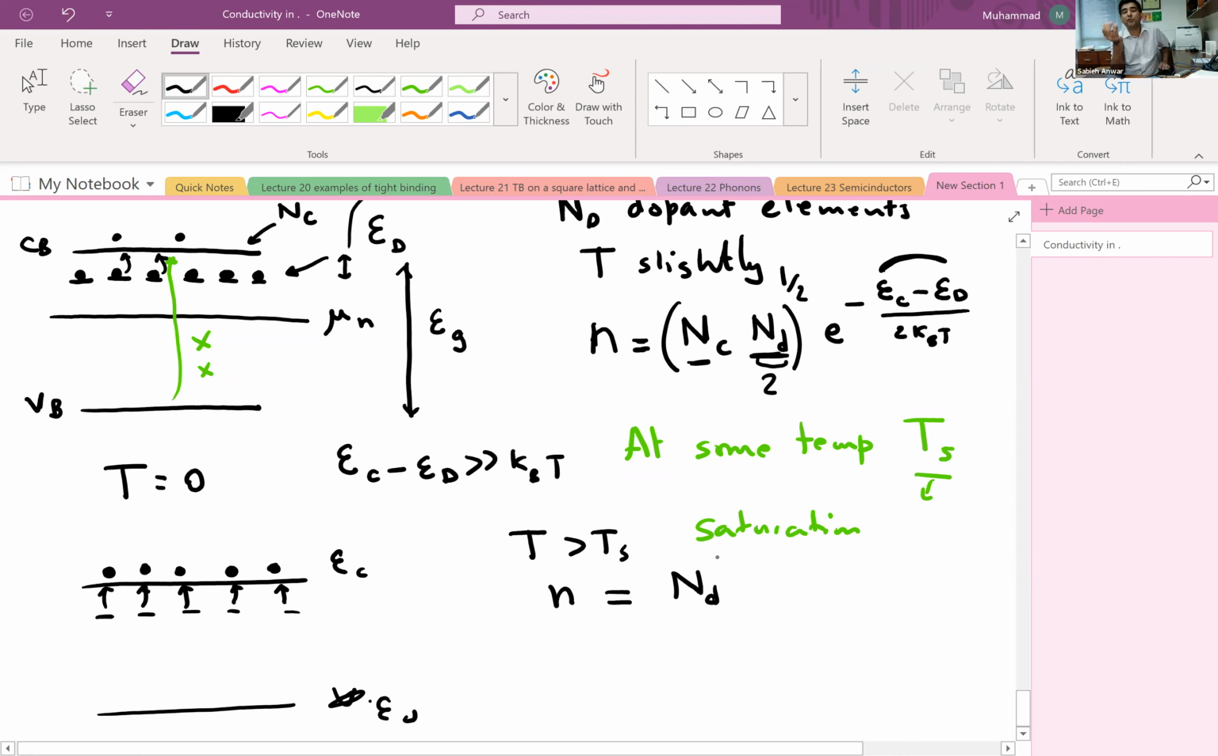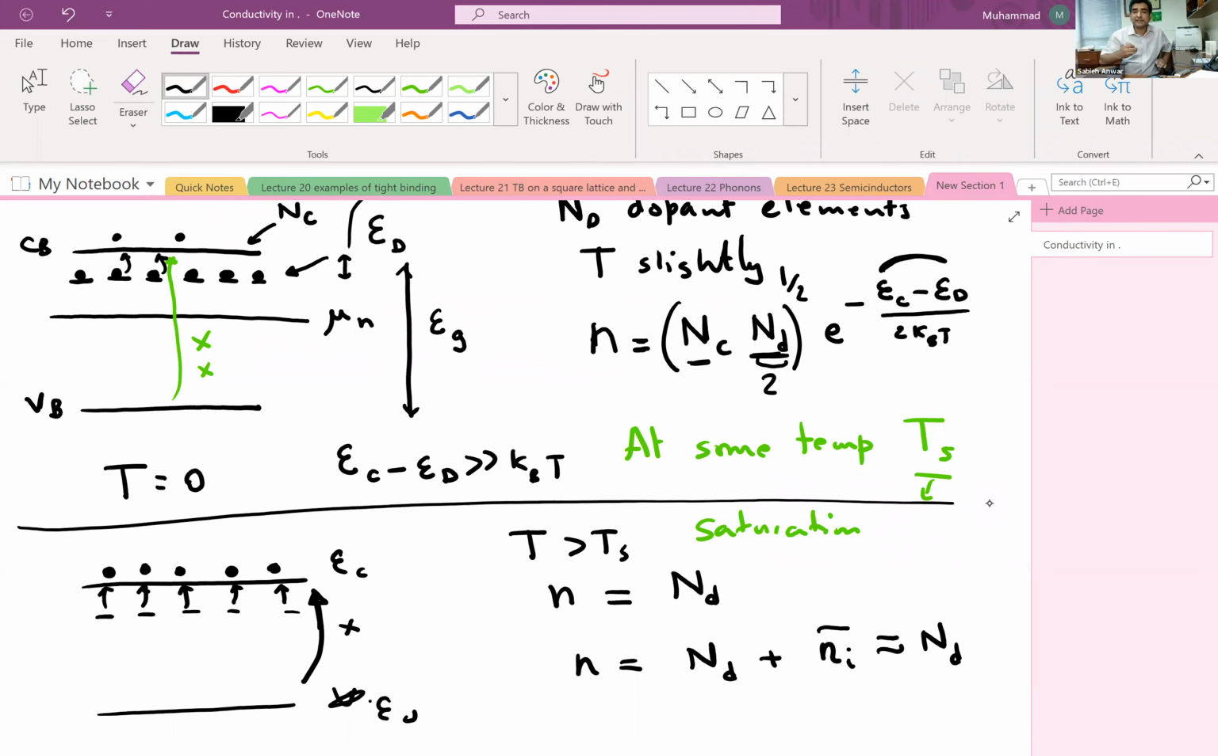As many donor levels are available, so many electrons exist. Okay, because still the temperature is not large enough for this transition to take place. Or very few of these electrons can be promoted. So N is really equal to ND plus some intrinsic carrier concentration, but this is very small, so this is roughly equal to ND.